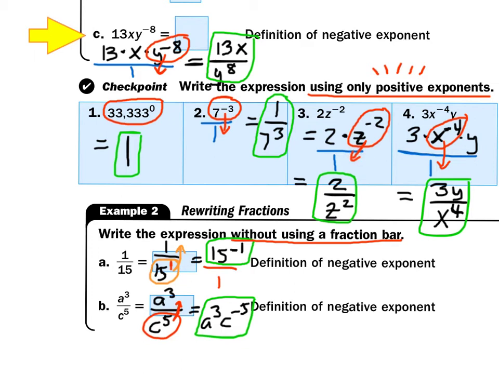So on top, we have the number 2 over z to the positive 2 power. You just made that baby happy. Okay, take a look at number 4.